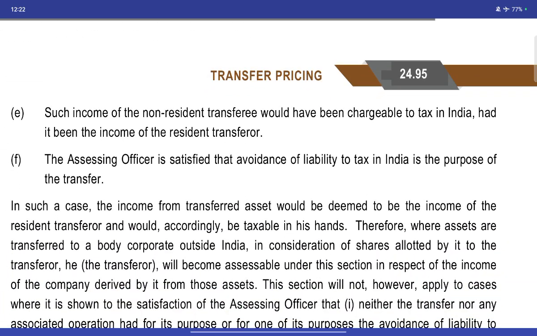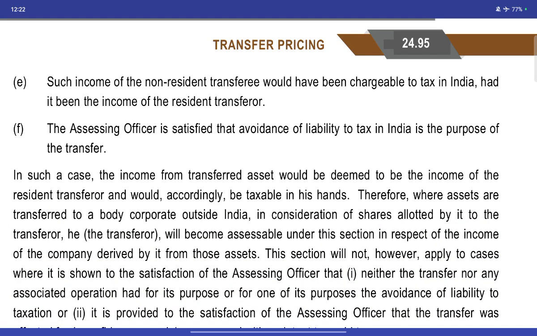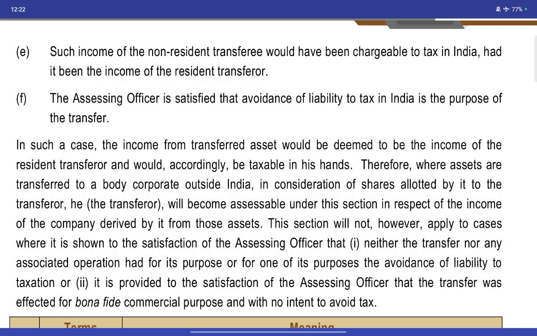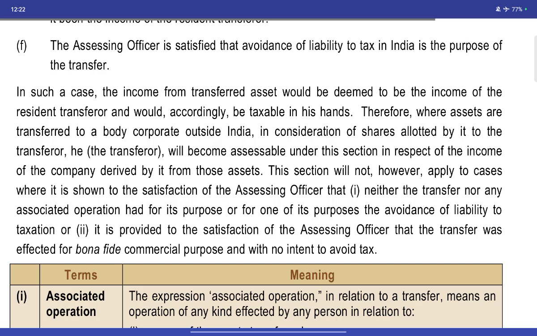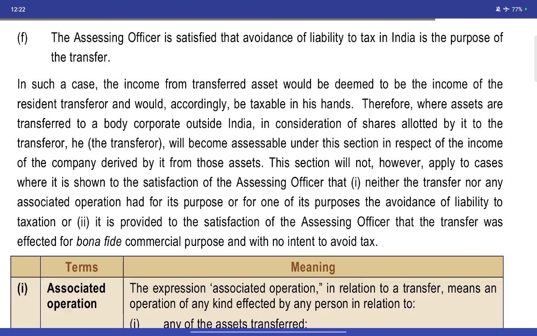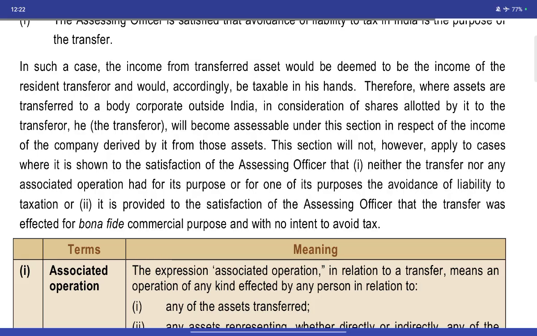Such income of a non-resident transferee would be chargeable to tax in India, as the income of a resident transferor, if the taxing officer is satisfied that the purpose of the transfer was avoidance of liability to tax in India. In such a case, the income from the transferred asset should be deemed to be income of the resident transferor and would, accordingly, be taxable in India.